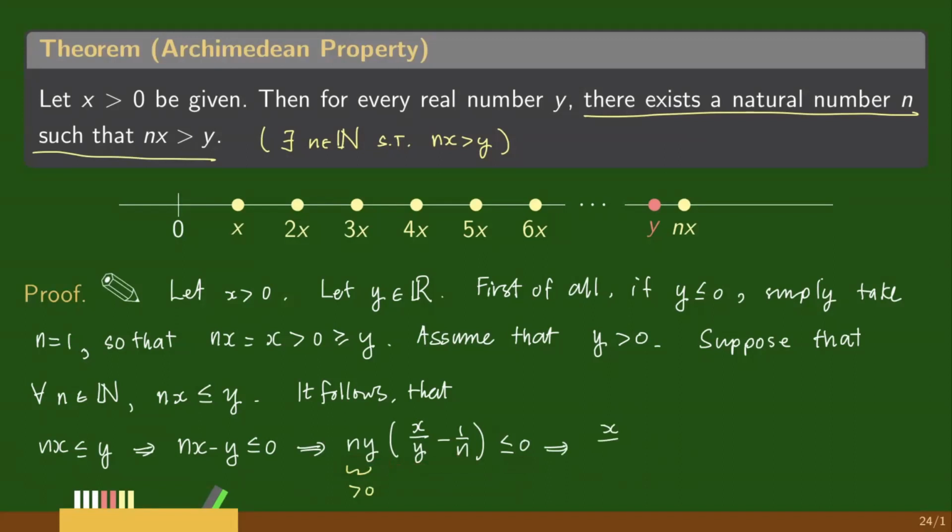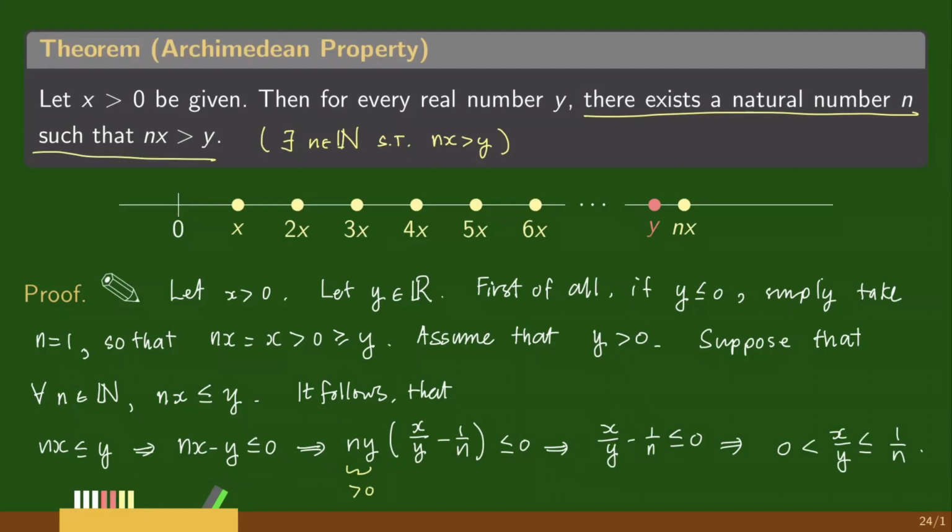So ano mag-follow? Mag-follow na sa x over y minus 1 over n is less than or equal to 0. Kasi yung ny palaging positive yon. Kung magkakaroon ka man ng non-positive, yun yung other factor, which is x over y minus 1 over n. So it follows that x over y is less than or equal to 1 over n, and this one is positive. Kasi ano?